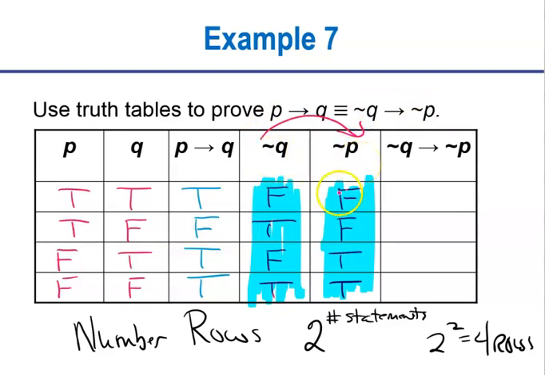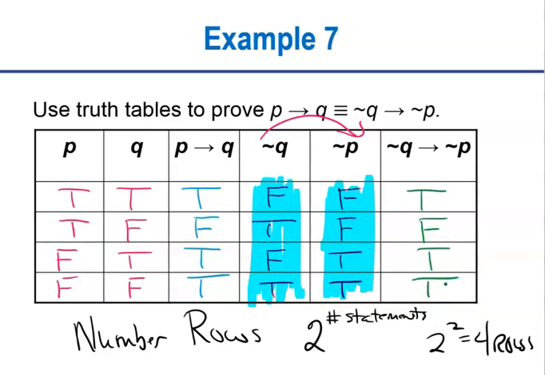False implies false. Remember what we decided that was? If you start an if-then with a false, it's true. If you start an if-then with a true, it depends on what's after that. True implies false is what? False, right? That's the only one that's false. If you start with a false, then it's true. And here's a true implies true, which is true.